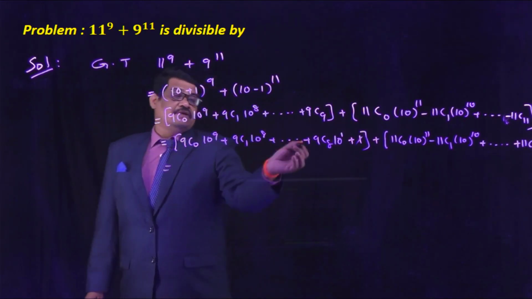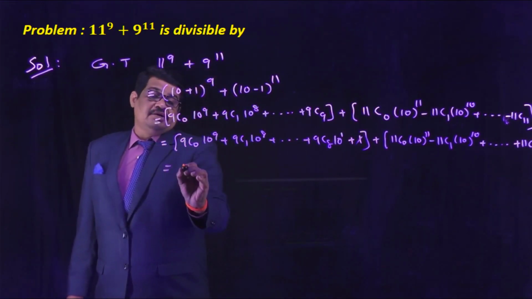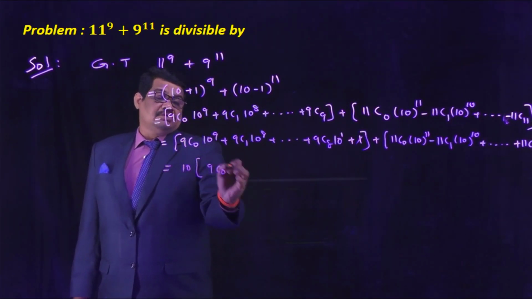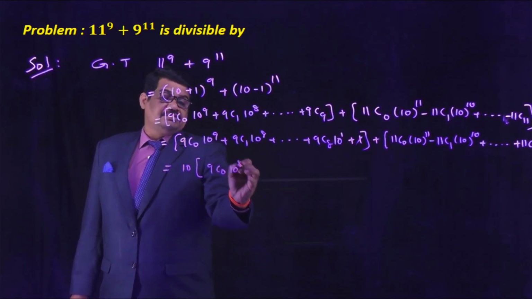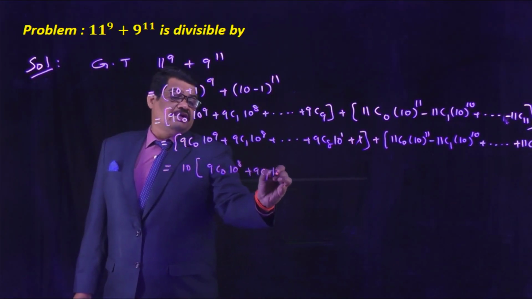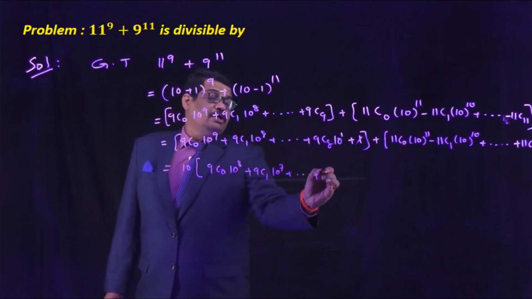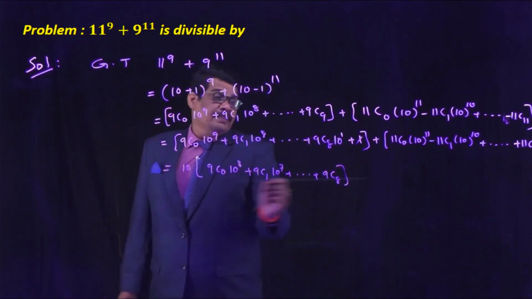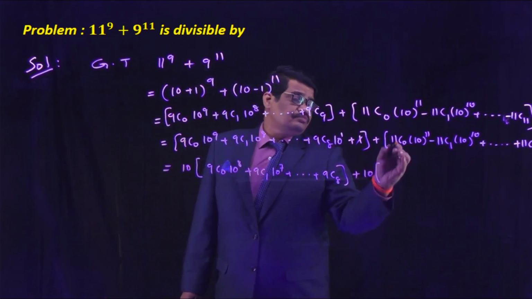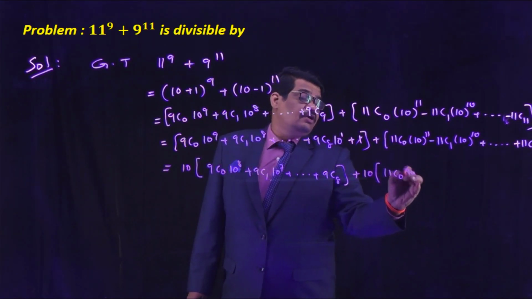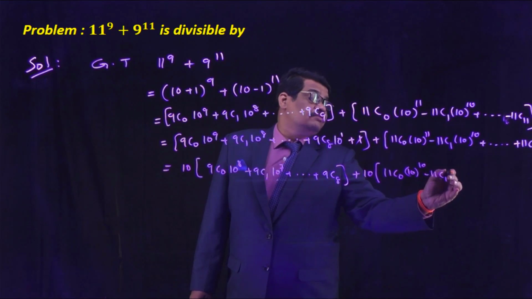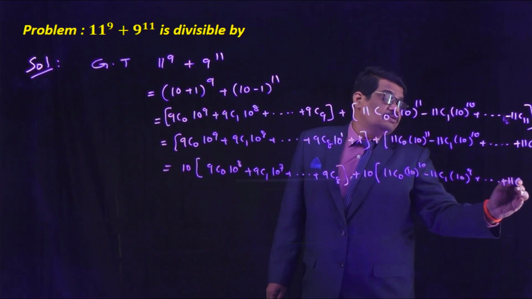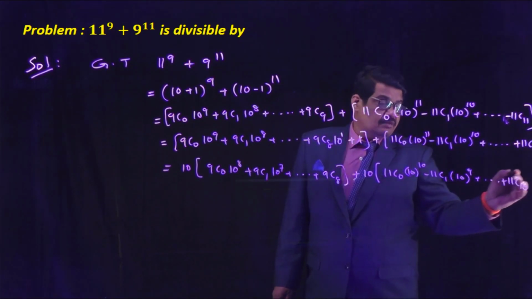So in every term 10 is common. Then here 9c0 10 to the power of 8, 9c1 10 to the power of 7 and so on, 9c8. Here 10 is common; we are getting here 1. In this, here also 10 is common, that is 11c0 10 to the power of 10 minus 11c1 10 to the power of 9 plus 1. Here 10 is common, 11c10, we are getting here 1.